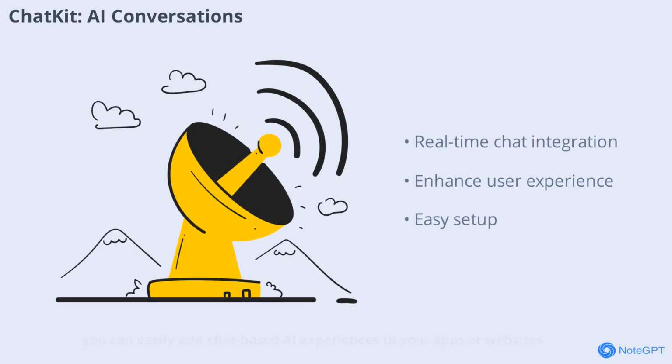Next up is ChatKit. With ChatKit, you can easily add chat-based AI experiences to your apps or websites. This means your users can interact with your AI agents in real time, getting instant answers and support. Whether you're building a customer service bot or a virtual assistant, ChatKit makes it easy to create engaging conversational experiences that feel natural and helpful.